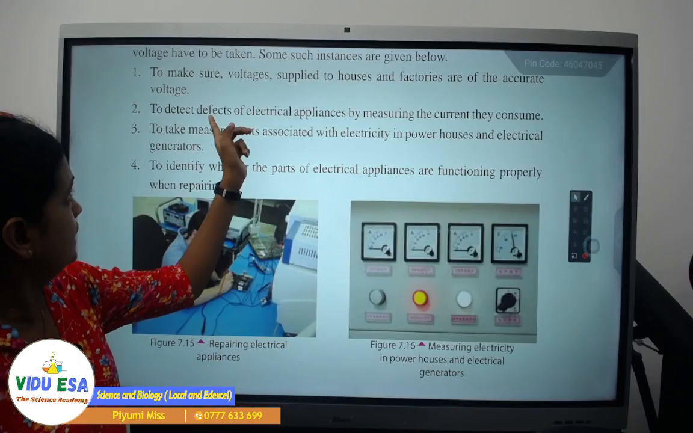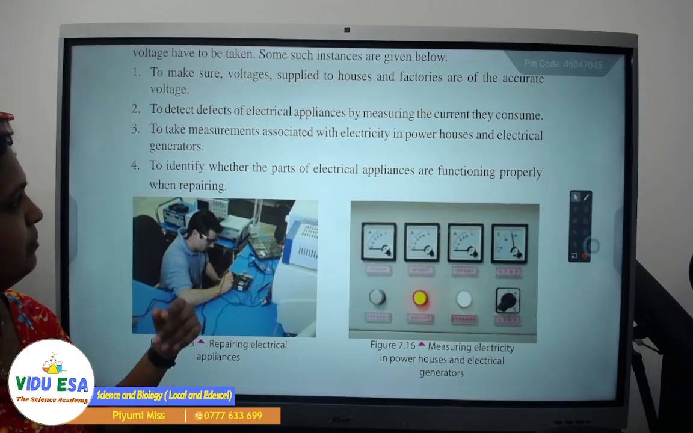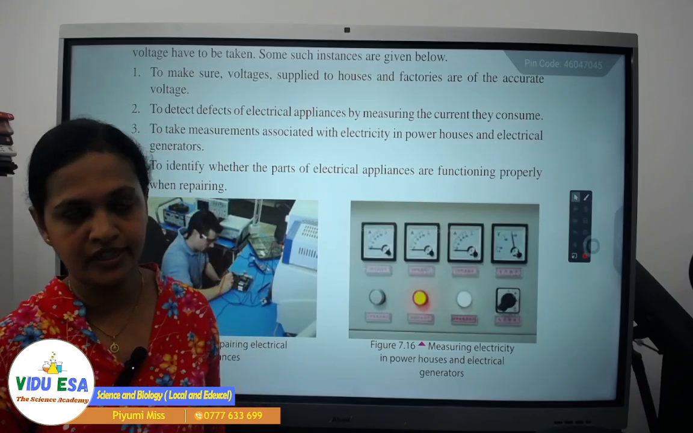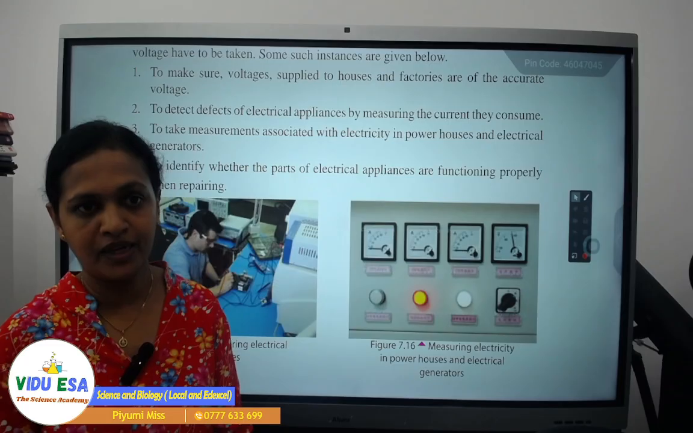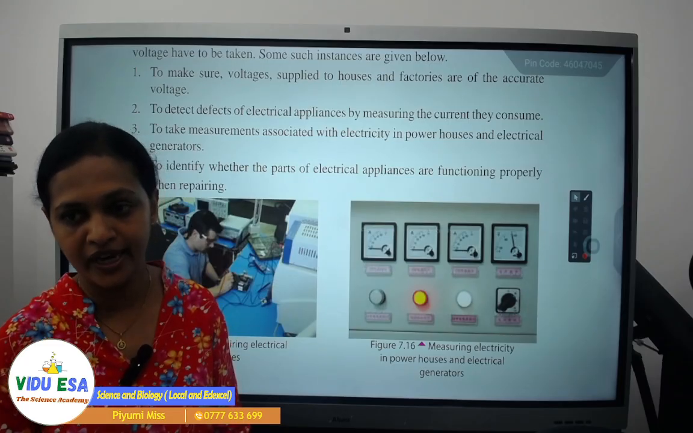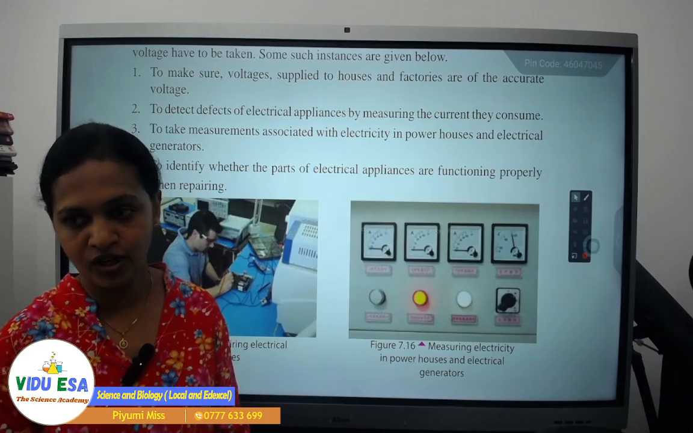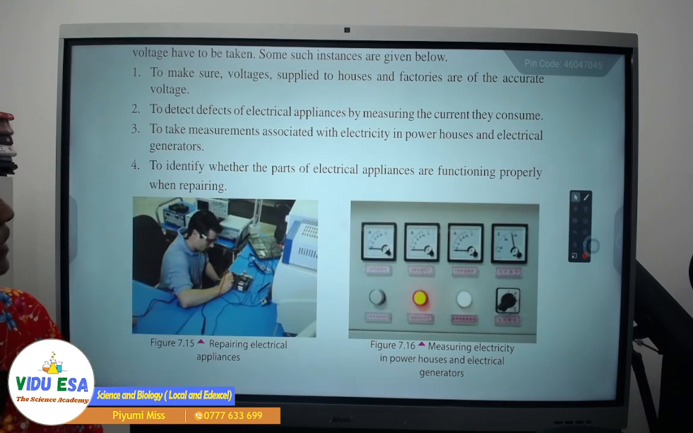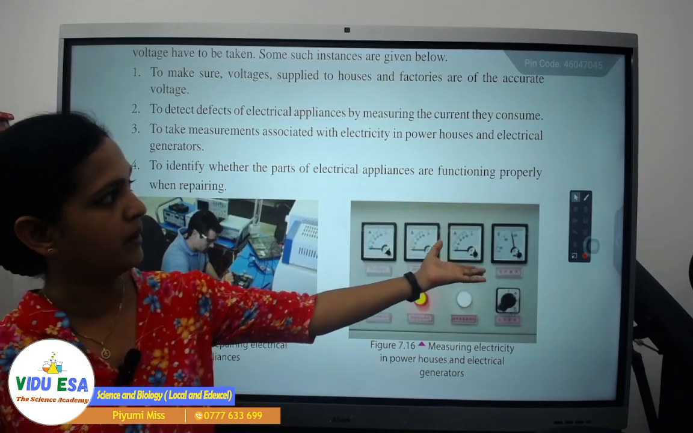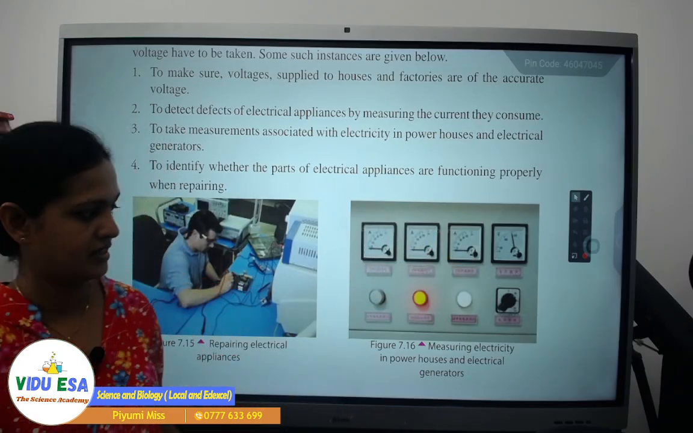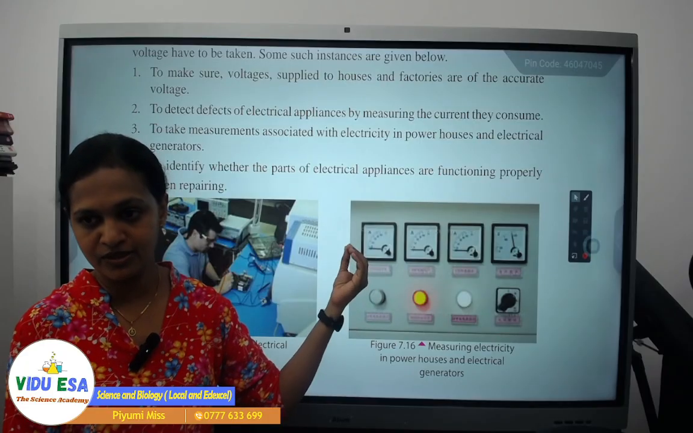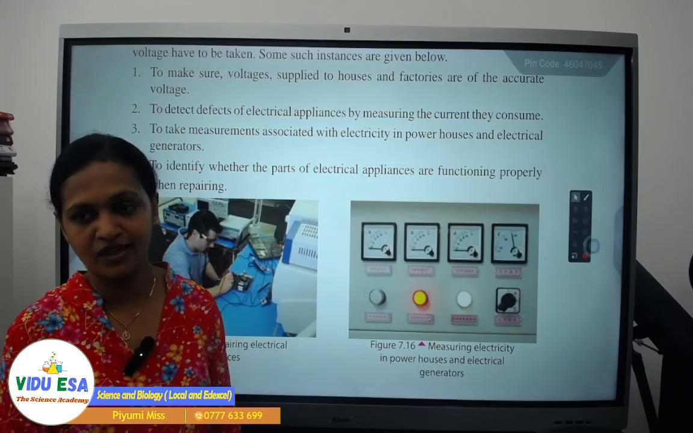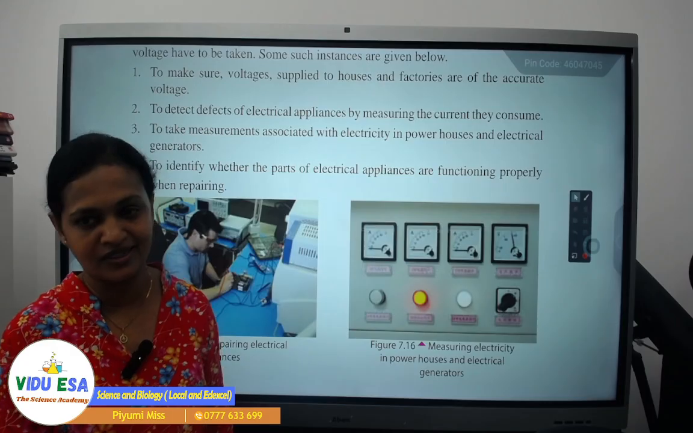Then, to detect defects of electrical appliances by measuring the current they consume. Yes, we have to detect whether a particular electrical appliance consumes a current more than the expected value. There we have to make an accurate measurement. Then to take measurements associated with electricity in powerhouses and electrical generators, to check whether the current and the voltage are accurate. Otherwise, these will come up with critical issues and accidents.